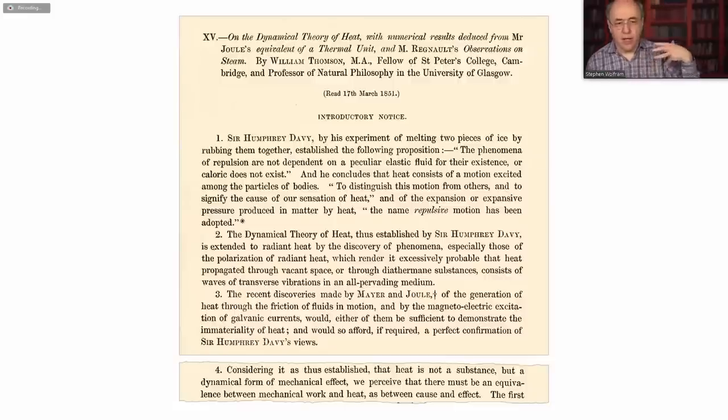He's talking about the idea that the magnetoelectric excitation of galvanic currents, etc., either of them will be sufficient to demonstrate the immateriality of heat and would so afford, if required, a perfect confirmation of Sir Humphry Davy's views. Considering as thus established that heat is not a substance, but a dynamical form of mechanical effect, we perceive that there must be an equivalence between mechanical work and heat, as between cause and effect. So he's kind of quoting Humphry Davy, distinguished scientist at the time, as having an anti-caloric experiment from much earlier.